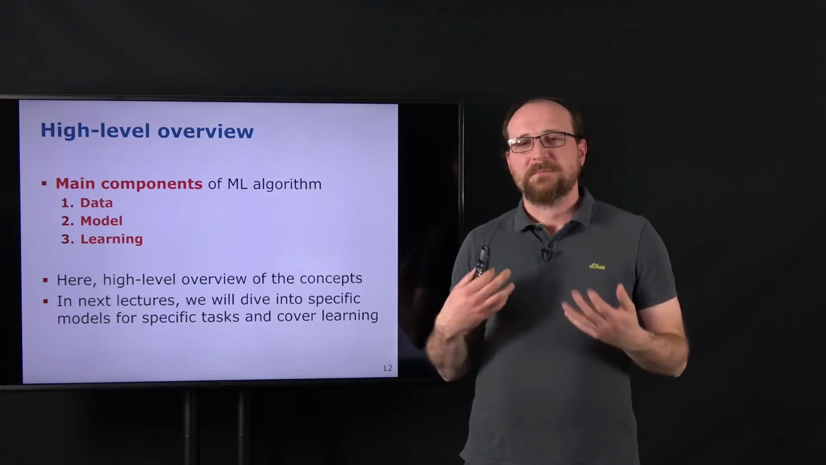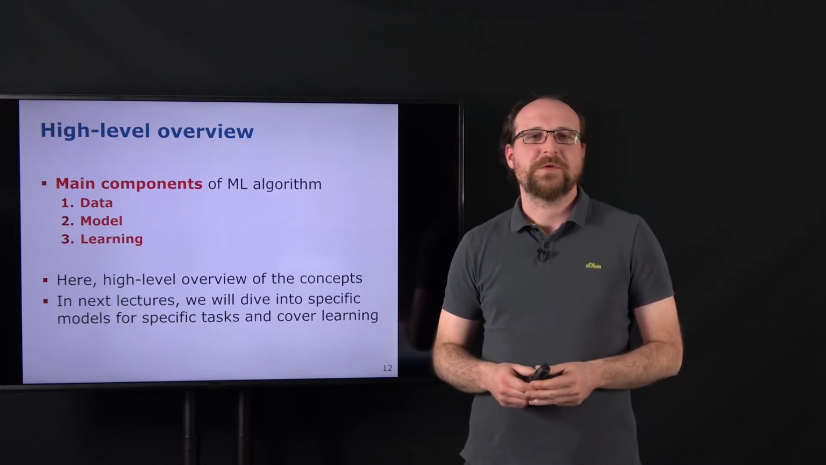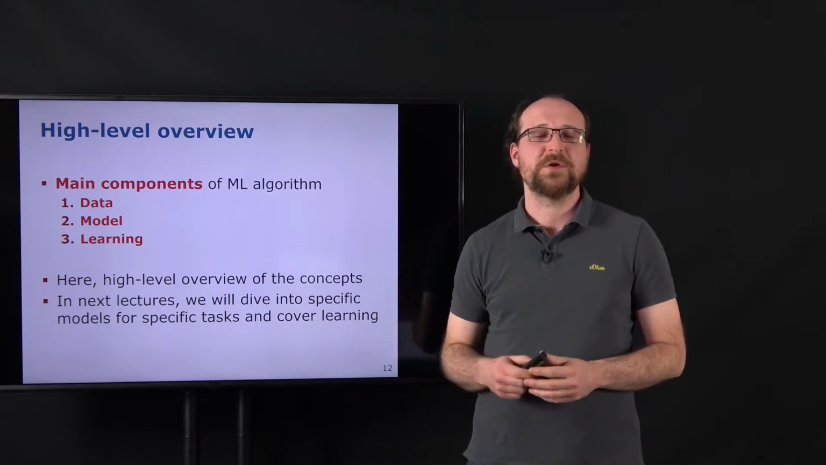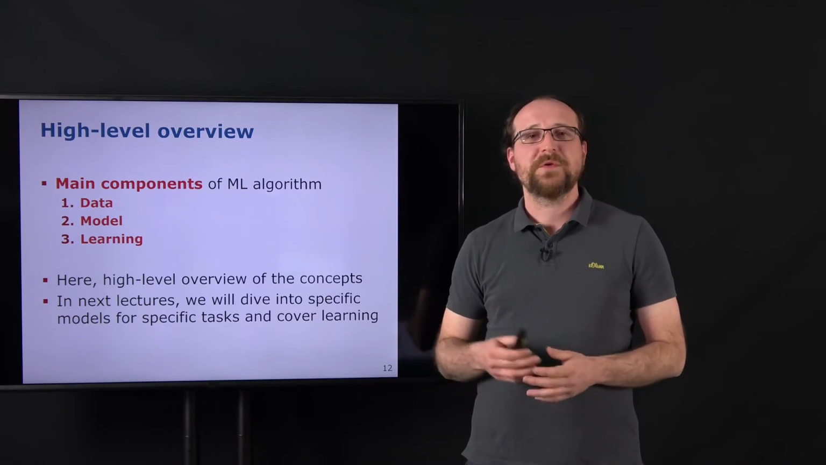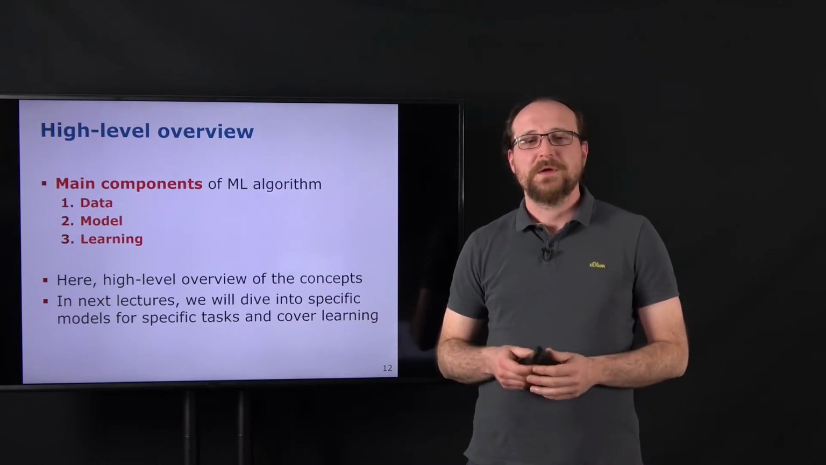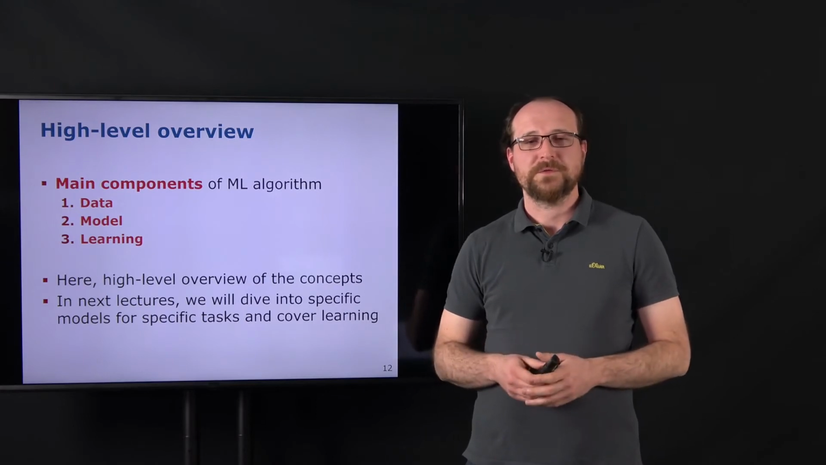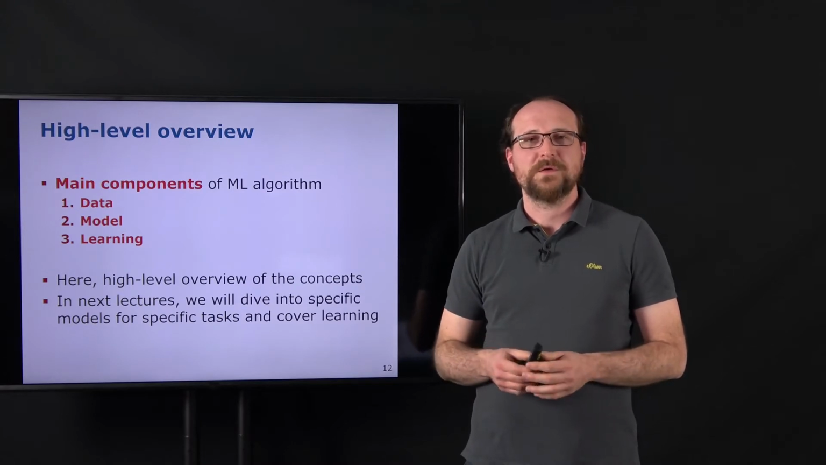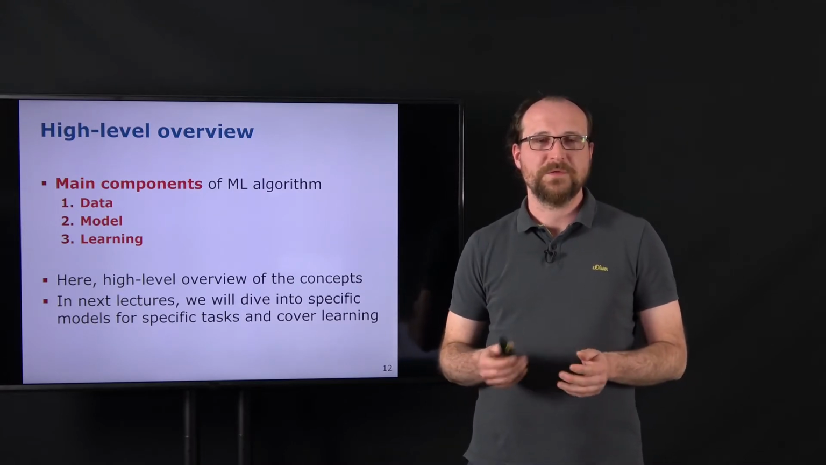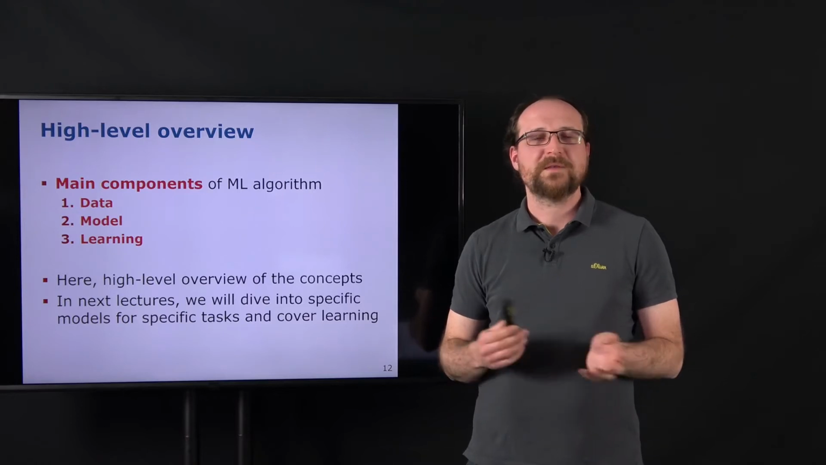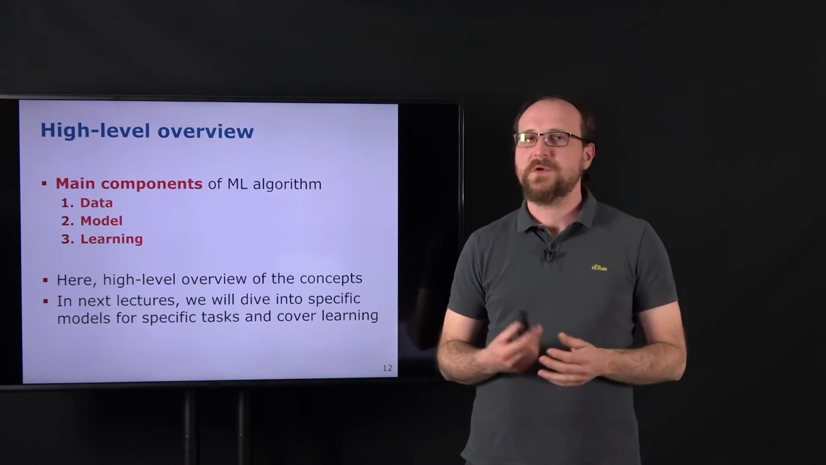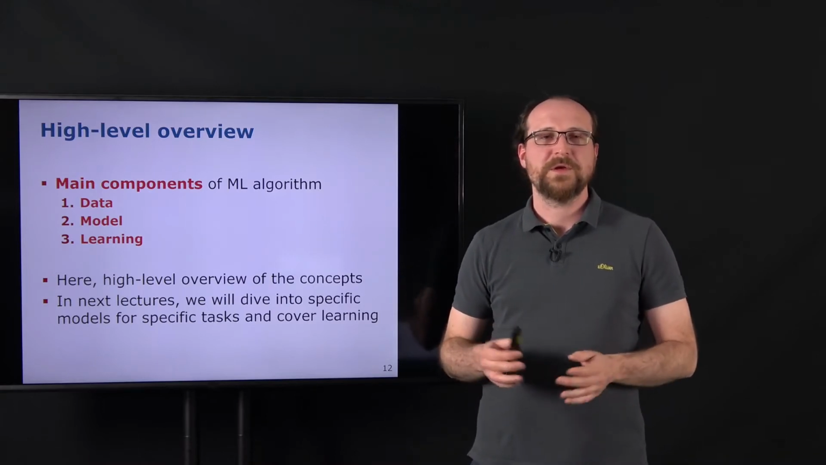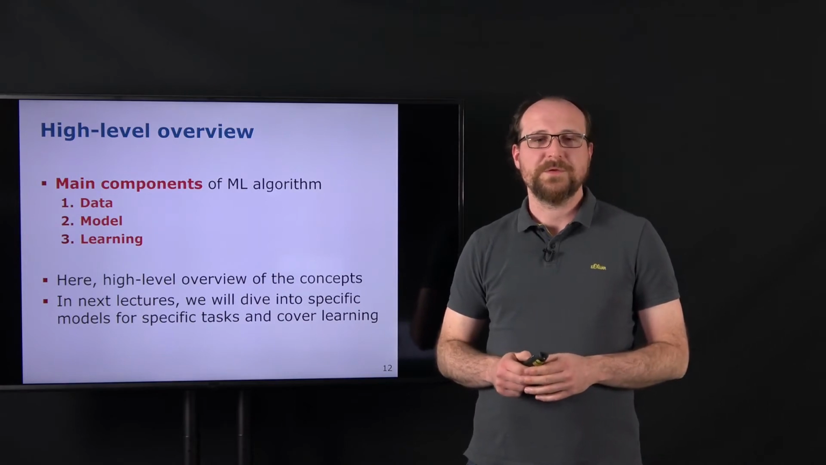But now let's directly start with a high-level overview of the machine learning algorithms that we are covering in more detail in the upcoming courses. The main components of a machine learning algorithm are the data, the model, and the learning algorithm. Here in this introduction lecture, we are only covering the basic high-level overview of the contents. In the next lectures, we then will dive into specific models and specific tasks and cover the learning aspects of the machine learning algorithms.